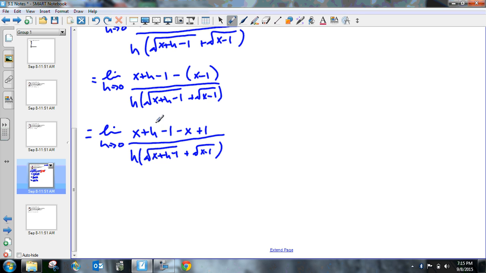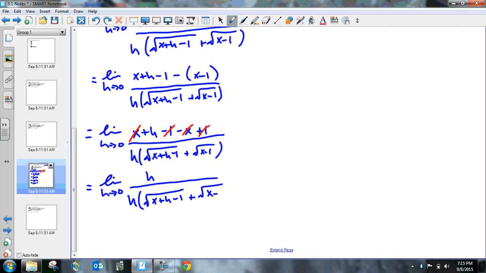All right, so then I get x minus x, so this cancels out because it adds to 0. And then I get minus 1 plus 1. Those cancel out because they add to 0. All right, and check out what we're left with. Our numerator, the limit as h approaches 0 of h divided by h times the quantity, the square root of x plus h minus 1 plus the square root of x minus 1. Okay, then look at what our h's do.